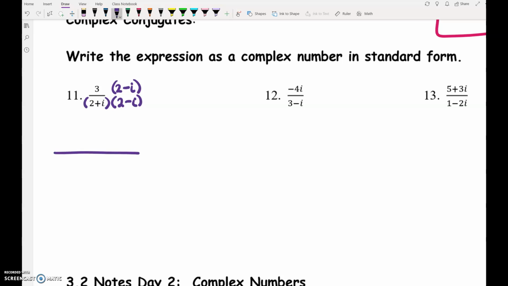On the top, 3 times 2 is 6. 3 times negative i is negative 3i. We are allowed to have i's on the top. That's totally fine. On the bottom, 2 times 2 is 4. 2 times negative i, negative 2i. i times 2 is positive 2i. i times negative i is negative i squared.